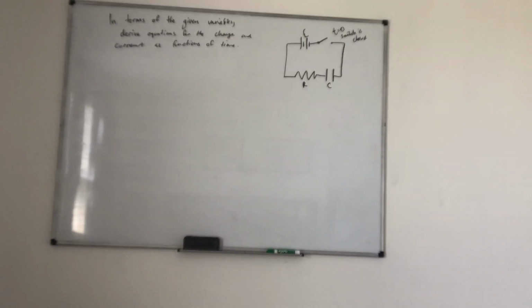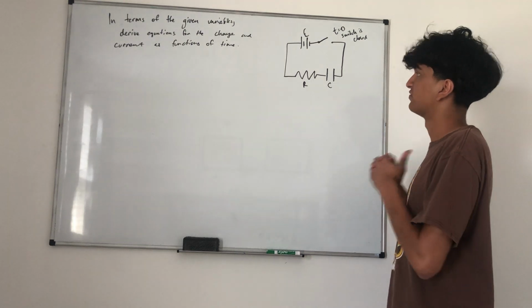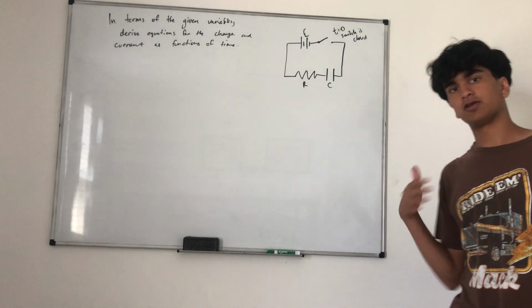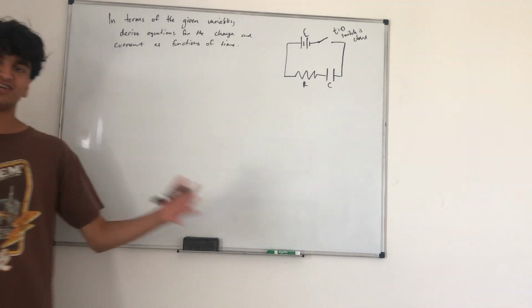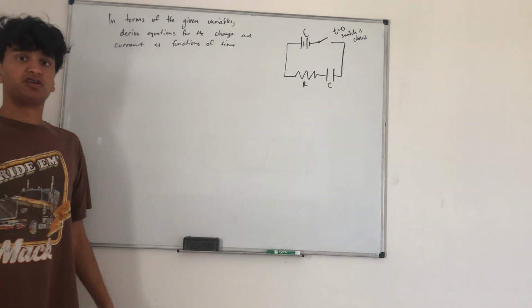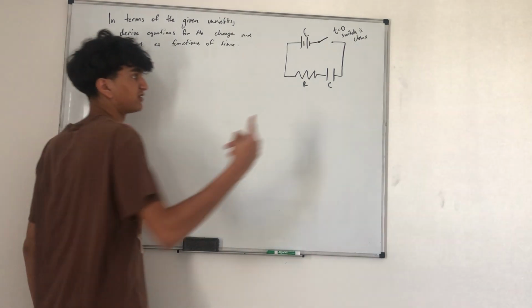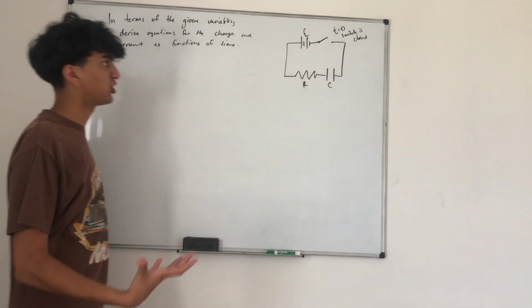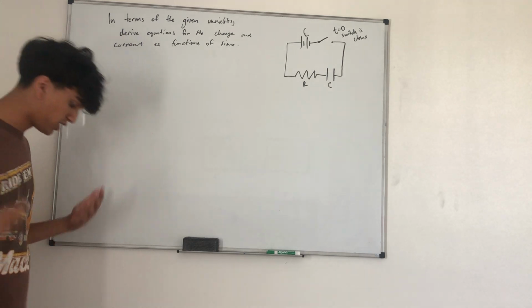Alright, so in terms of given variables, derive equations for the charge and current as functions of time. So in an RC circuit, which is when a resistor R is in series with a capacitor C, there's going to be some current to begin with, but over time, this capacitor is going to get fully charged up, and when it's fully charged up, it can't have any more current going through it.